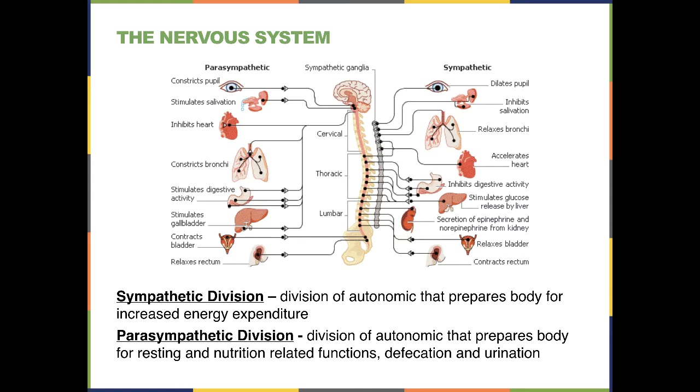The bronchi constrict. And everything is shunted toward the GI tract in order to allow for increased digestion and ability to digest food. The liver and gallbladder contract, which is also part of the digestive system. The rectum relaxes to take in more, and the bladder also contracts.